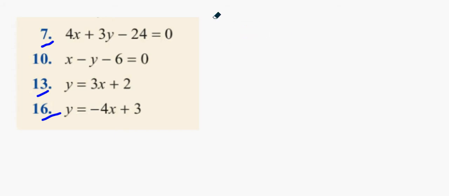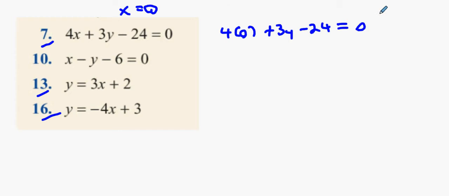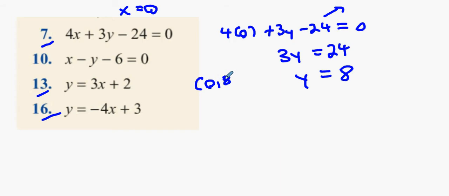Now what I'm going to do first is put x equals 0. And when I put down x equals 0, what's going to happen? We're going to have 4 times 0 plus 3y minus 24 equals 0. We're then going to have 3y equals 24, then y equals 8. This means this is the point 0, 8. Everybody okay with that? 0, 8.